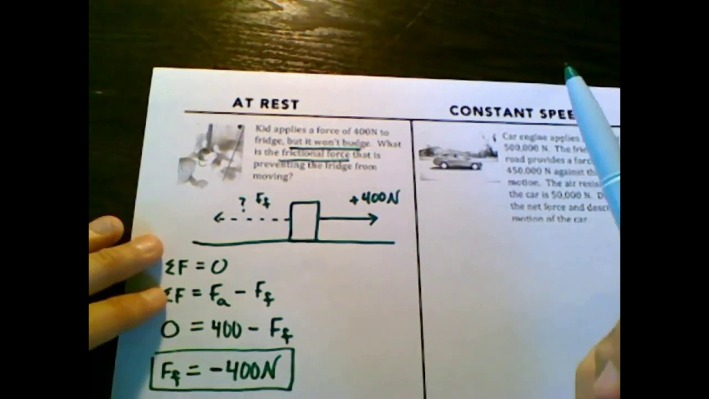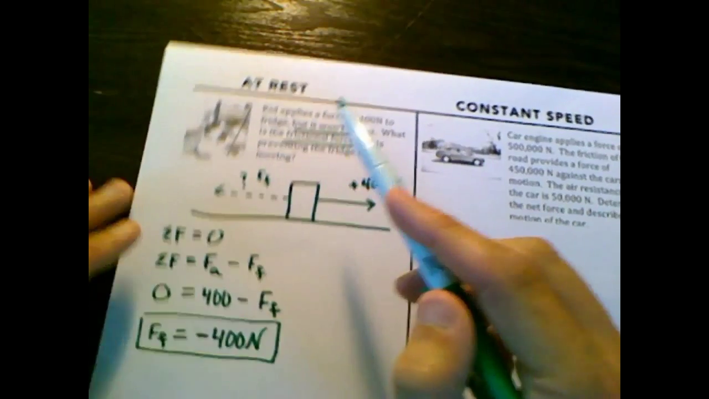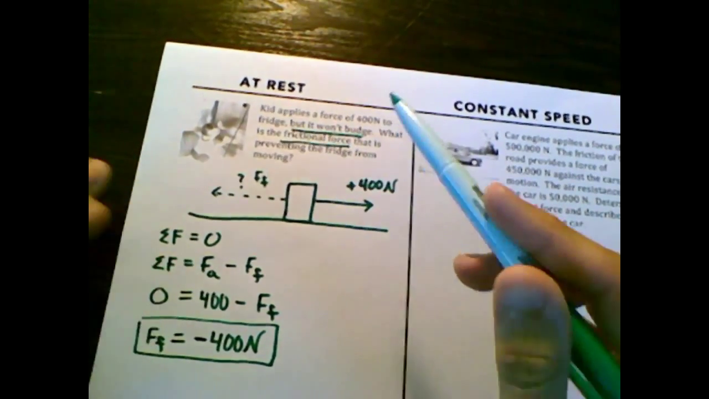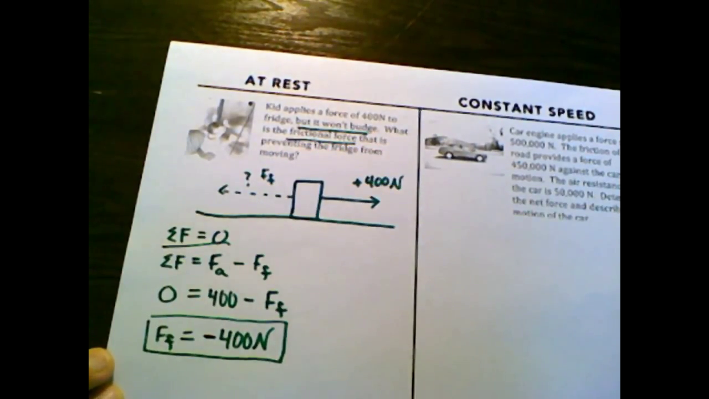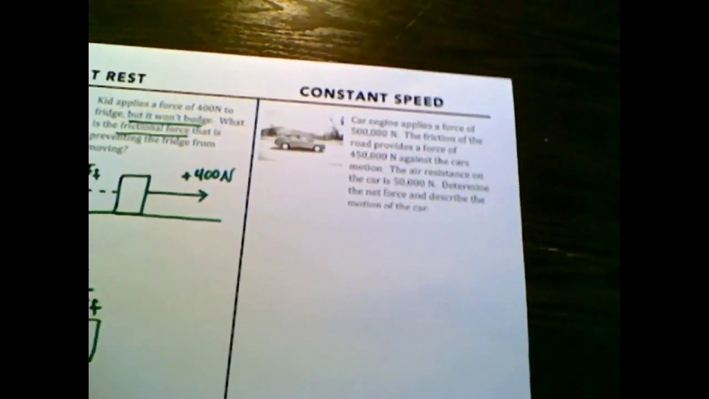So anytime you have a problem and it describes the motion of an object, whether it says it's at rest, it won't budge, or it's moving at a constant motion, you know right off the bat to write that your net force is equal to 0. So let's look at a new situation right here.